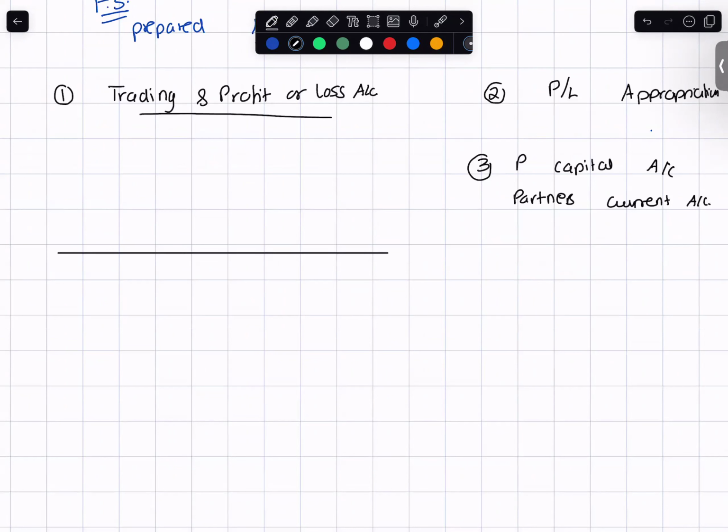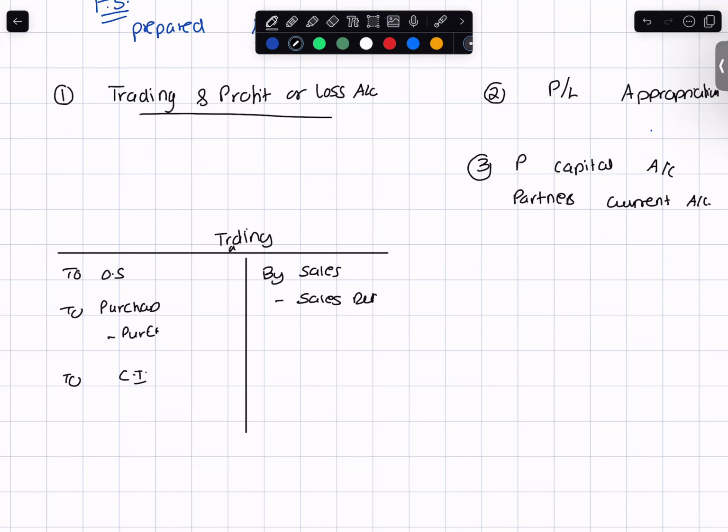Okay. Now when I say I prepare a trading and profit and loss account, this is how it looks. What is there in the trading and profit and loss account? It starts with the opening stock, and you have the purchases, the purchase return, your carriage inwards. Over here, you will have your sales minus your sales return. You might have goods for own use. What is goods for own use? Goods taken by the owner for personal use.